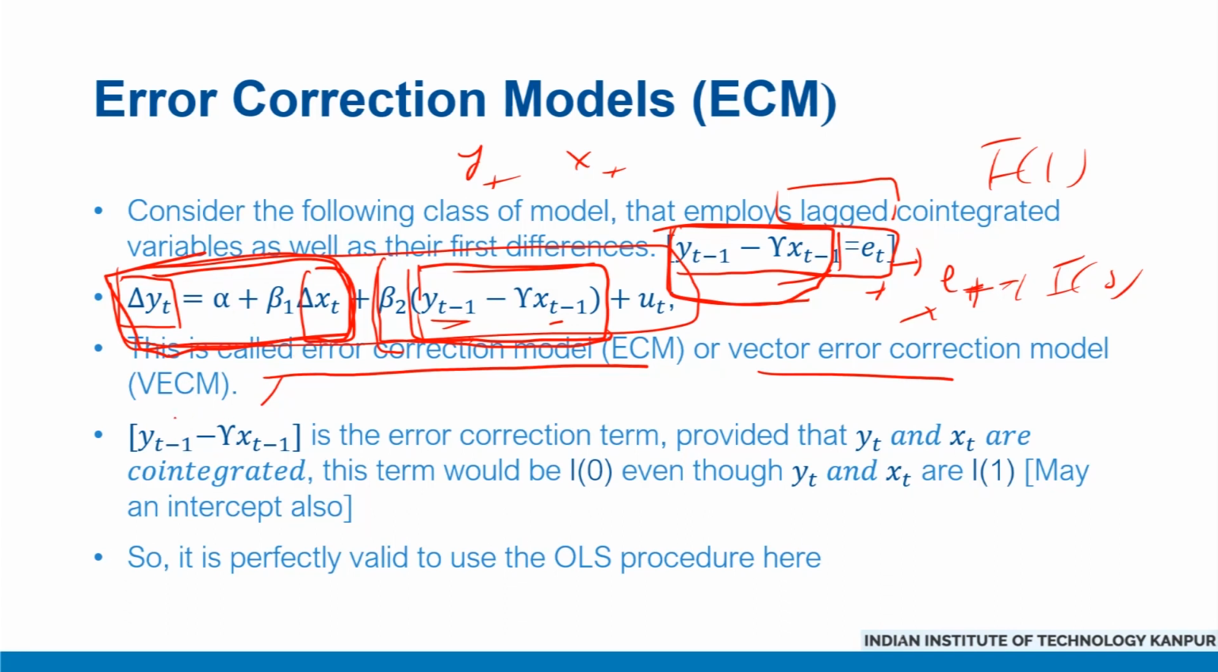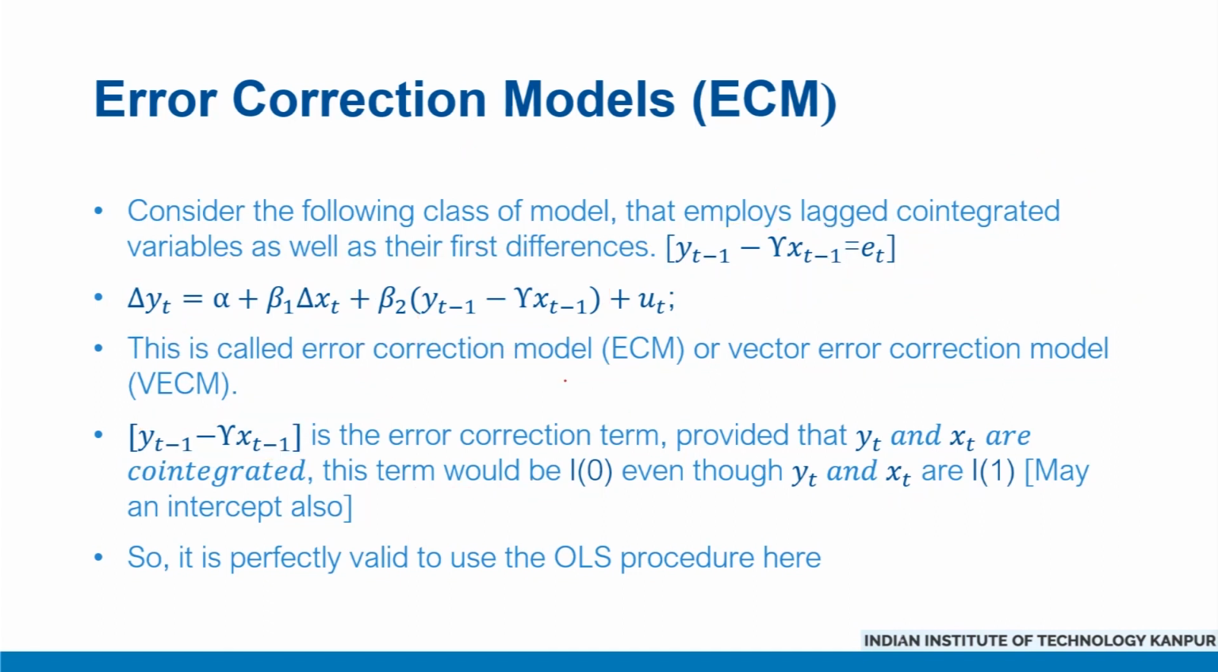In this model, as we discussed, yt minus 1 minus gamma times xt minus 1 is the error correction term et, which captures the deviations from the long-term relationship. So this term gives you the deviations from the long-term relationship, and this is supposed to be I0 because of the co-integration, even though yt and xt are I1 or maybe higher also. Also, from a modeling perspective, you can have a constant term like alpha here. In this relationship you can have some kind of constant if required.